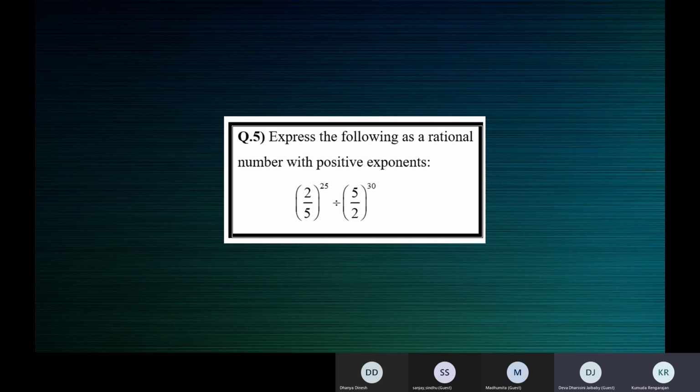So express the following as a rational number with positive exponents. Not exponents, positive exponent, not plural, singular. Express the following as a rational number with a positive exponent. Try this, children. Write on the question.